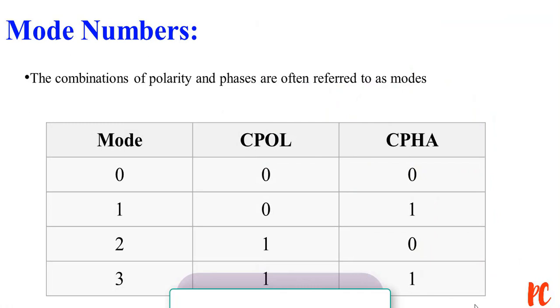The combination of polarity and phase is often referred to as modes in SPI. You can observe there are 4 modes with respect to SPI. Mode 0, where the clock polarity and phase are both 0. Mode 3, where the clock polarity and clock phase are both 1. And modes 1 and 2, where clock polarity and clock phase are 0, 1 and 1, 0 respectively.